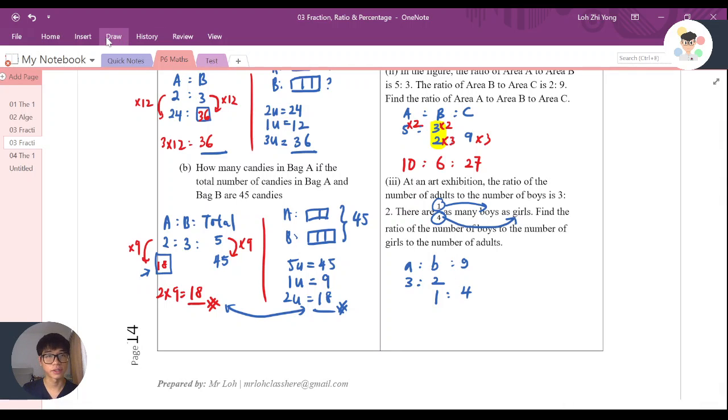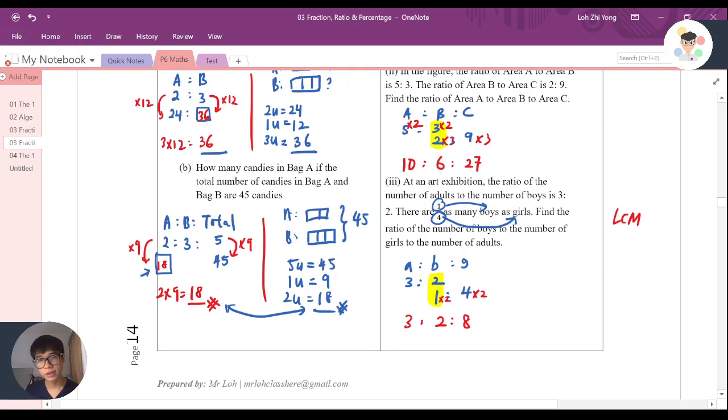Let's try to solve this. This is 2, this is 1, and I know that they're supposed to be the same, so we need to make it the same. What is the LCM of 2 and 1? Very obvious, right? We just times 2 here, times 2 here. On top, we don't need to times anything. So it becomes 3, 2, 8.